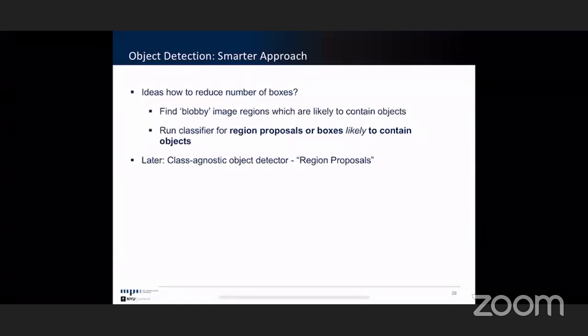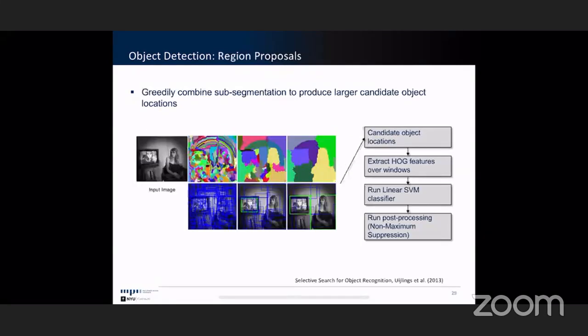One idea was, let's find some blobby image regions which are likely to contain objects, and then run a classifier on those region proposals, or boxes likely to contain objects. What it means is, we will try to find some candidate boxes somehow, and then we will classify those boxes. Later we also had a class agnostic object detector, which is the region proposal network, but we will come to that later. Initially, these region proposals were something called selective search.